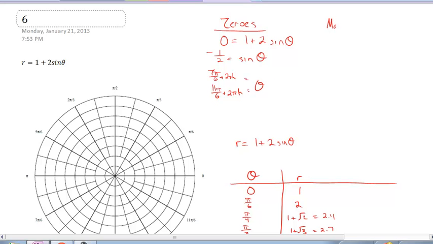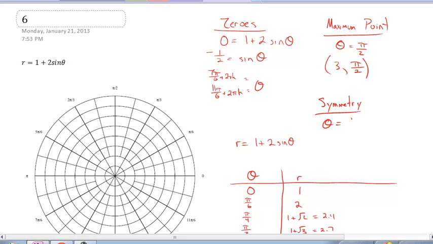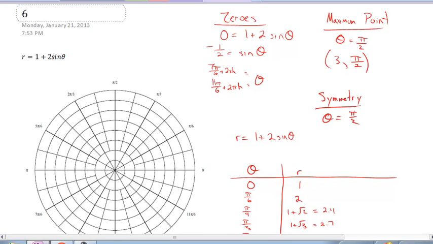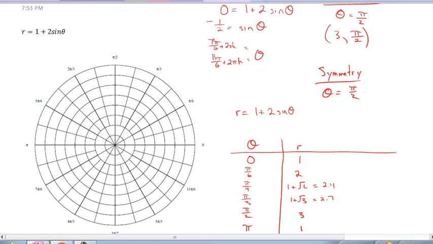All right, and we want to know what the maximum point is. And the maximum point is going to occur when theta equals pi over 2. And at pi over 2, we're talking about 3 being the r value. So 3, pi over 2. And for symmetry, we should expect symmetry over the line theta equals pi over 2, because we're a function of sine.